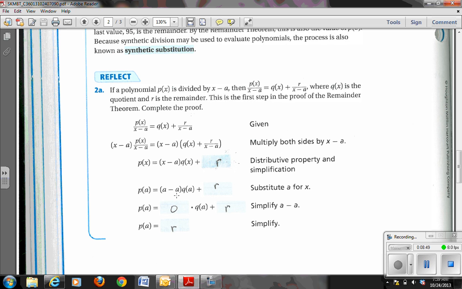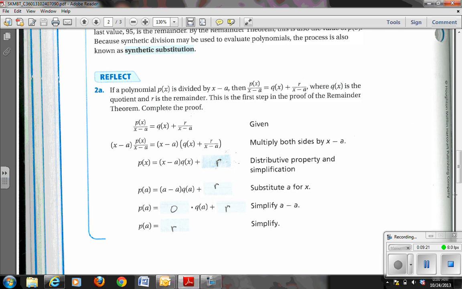So at that point, then, we go ahead and say, well, we're going to substitute a in for x. So if I go ahead and plug a in, now I have p of a equals a minus a, q of a plus r. And a minus a is nothing. And so 0 times anything is 0, and I have p of a is equal to r. So what we've basically just proven is that for our division here, if I'm plugging a in for my polynomial, what I will get is my remainder.